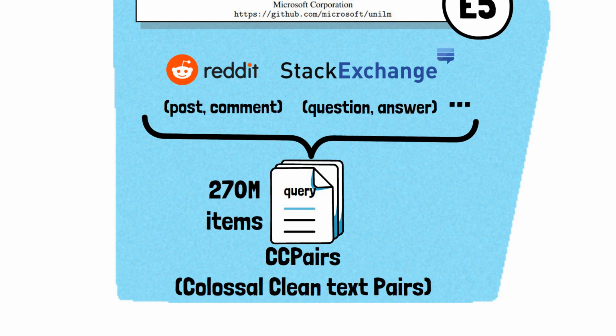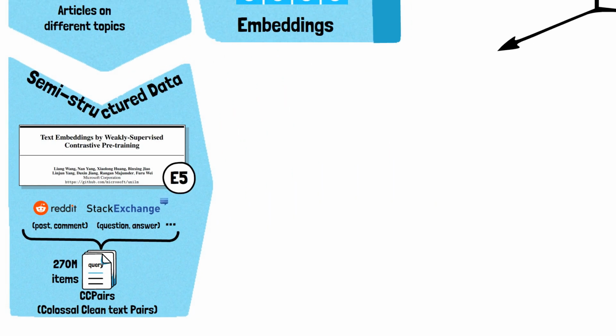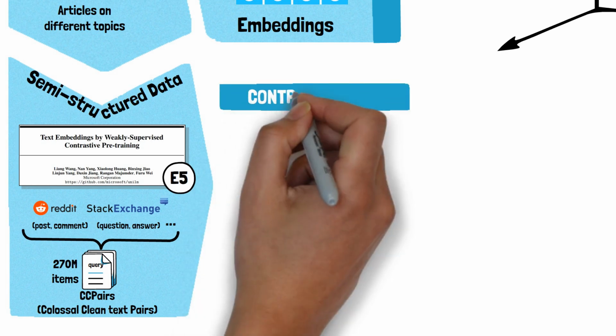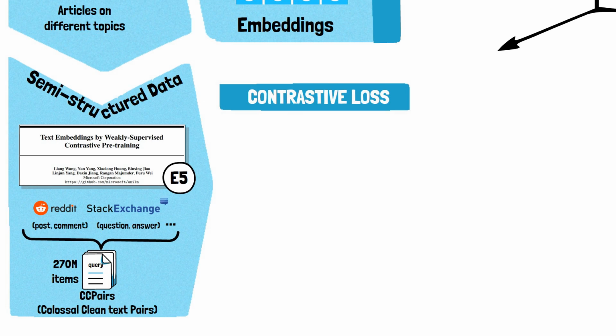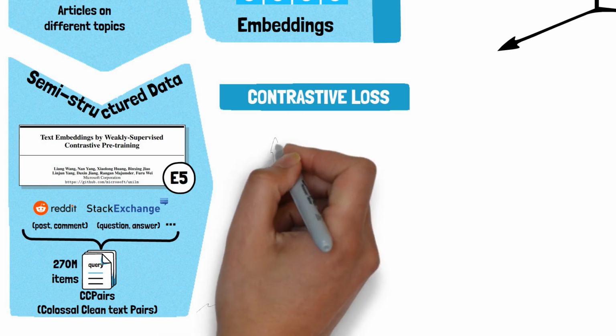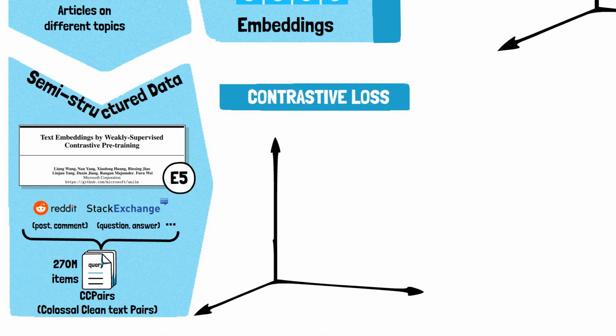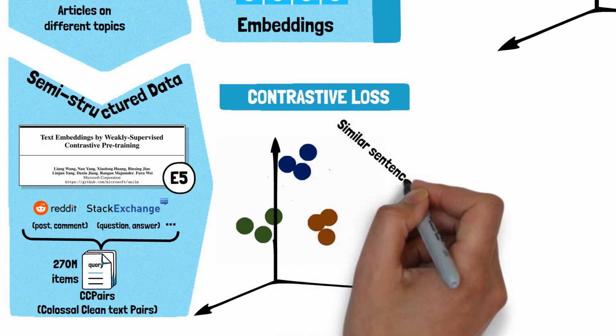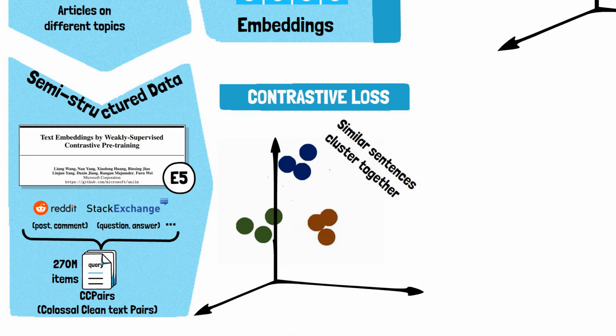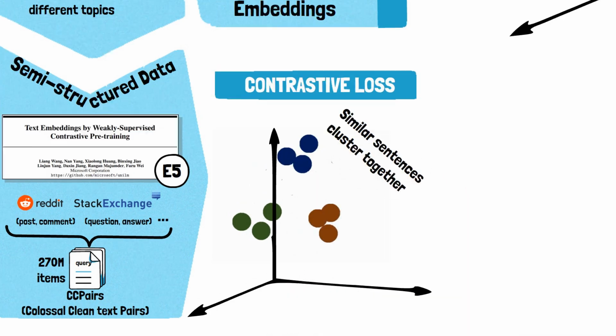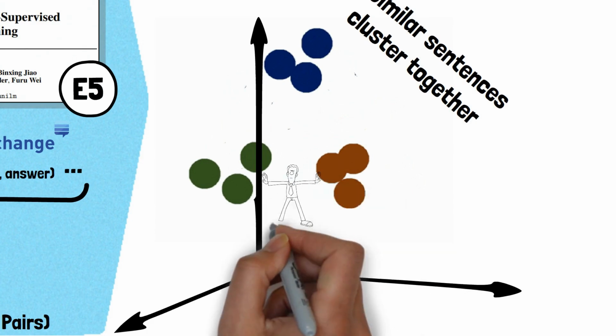In the fine-tuning stage, the model is trained using these datasets with a loss function like contrastive loss. Contrastive loss is a technique used to learn embeddings by bringing similar items closer and pushing dissimilar items apart. In the context of sentence embeddings, this means that sentences with similar meanings are pulled closer in the embedding space, while those with different meanings are pushed apart.